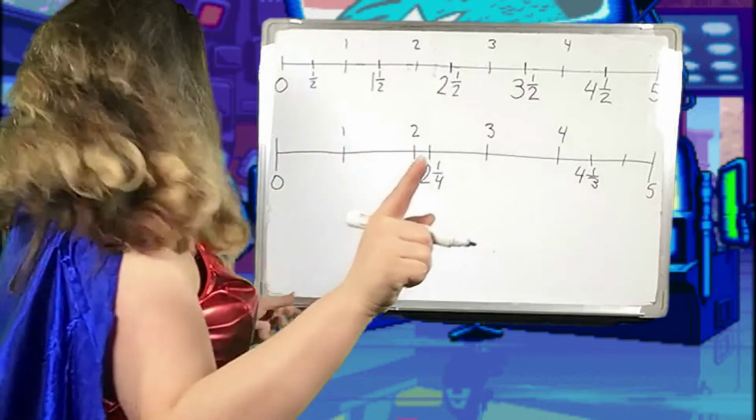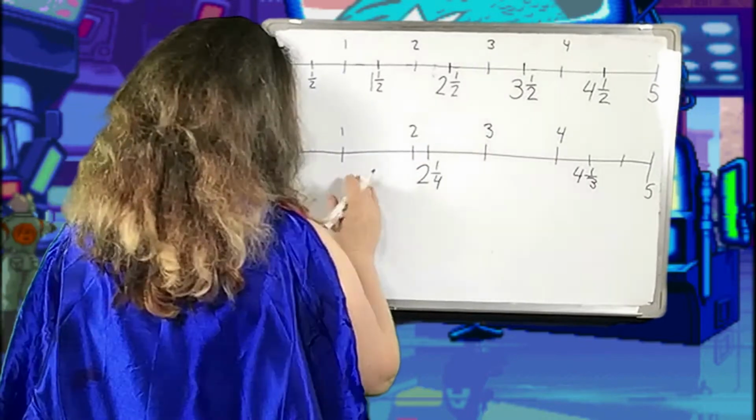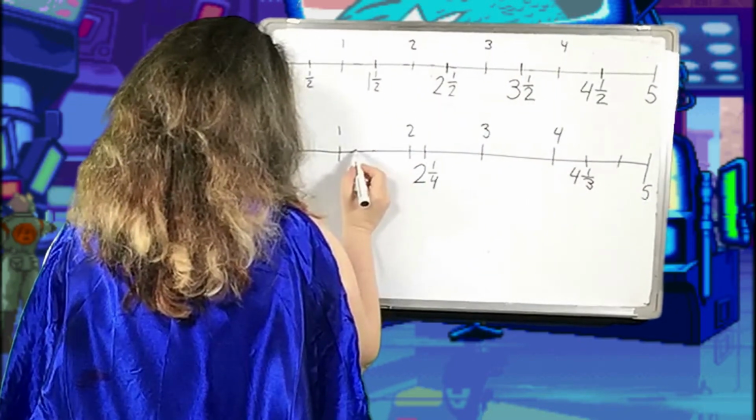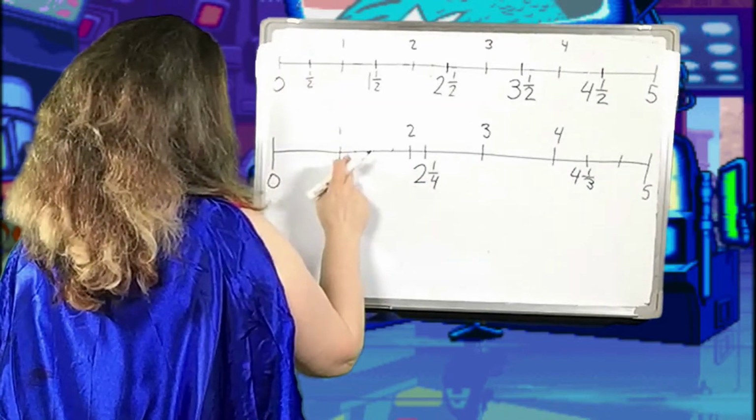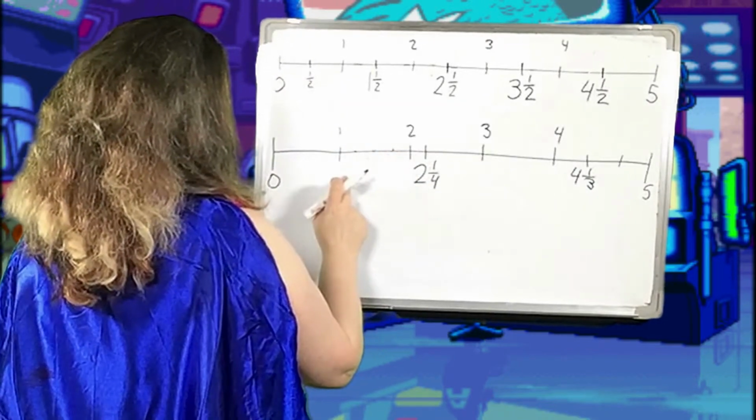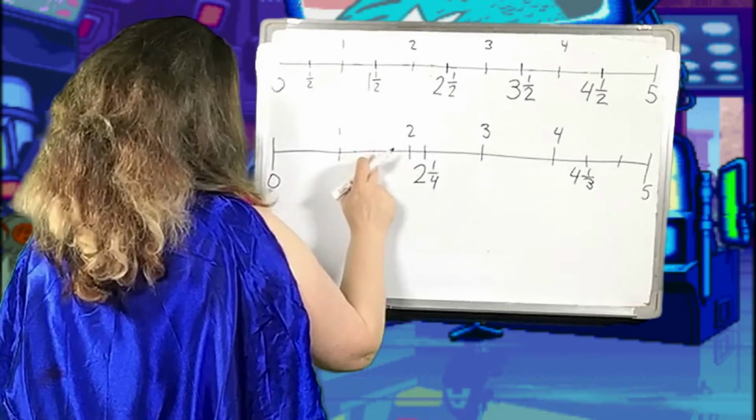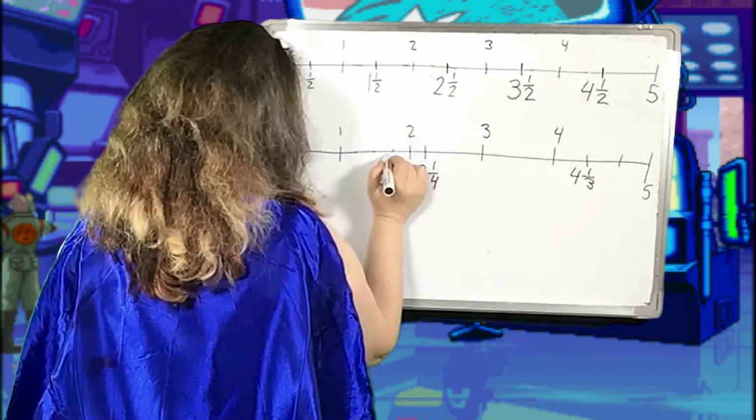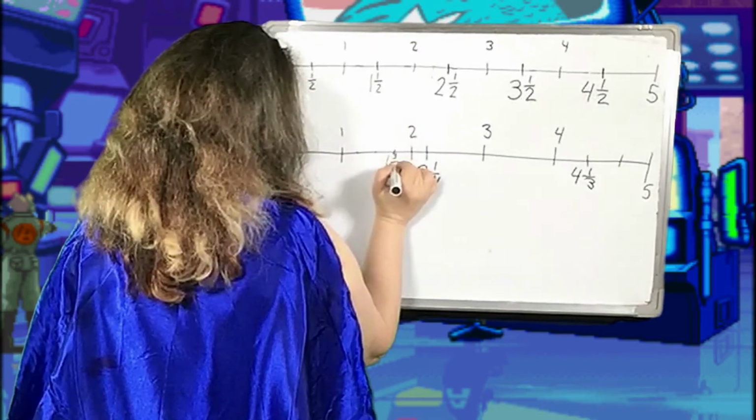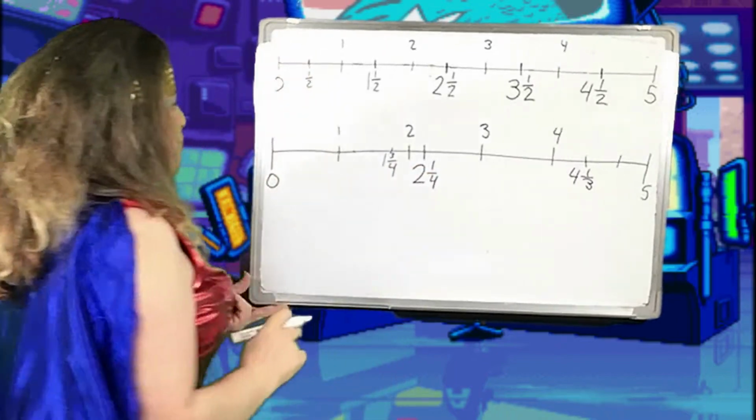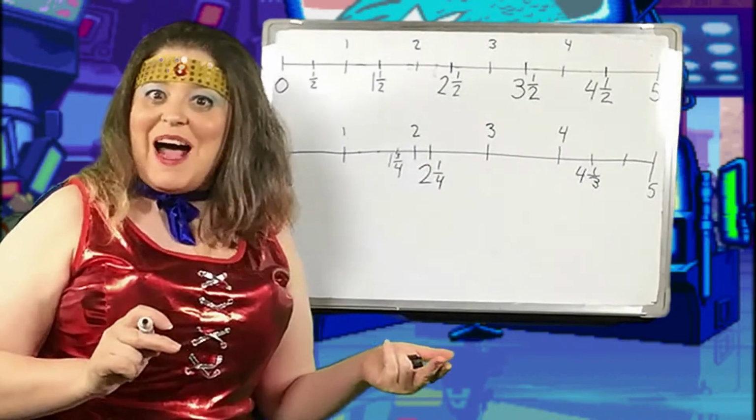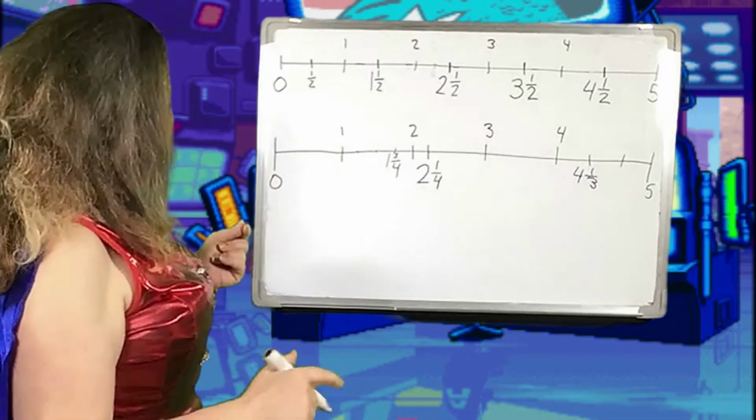1 3/4. Okay, so quarters. For quarters, we have to break our number line into 1, 2, 3, 4 equal pieces. 1/4, 2/4, 3/4. So 1 3/4 would be right there. My goodness, I really liked that one.